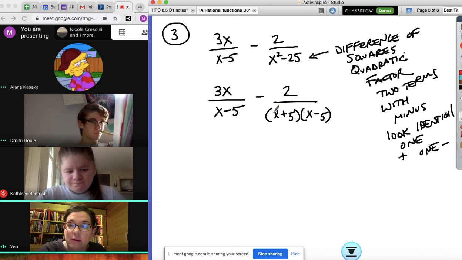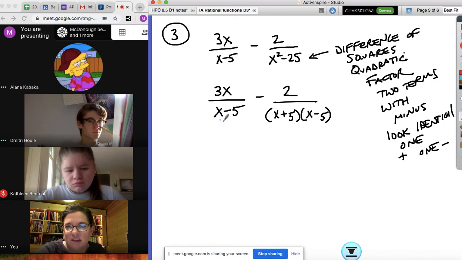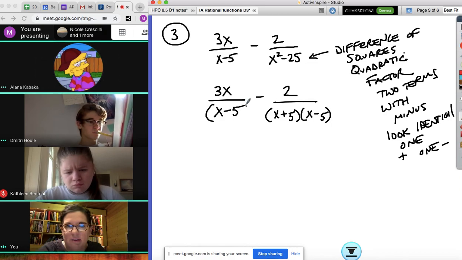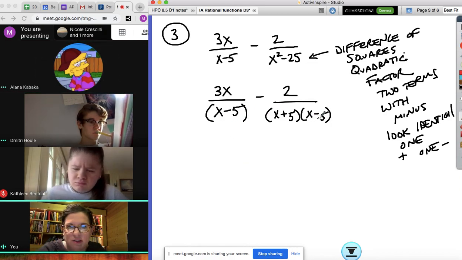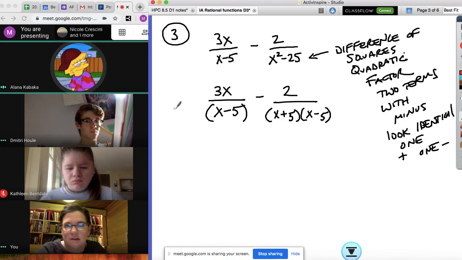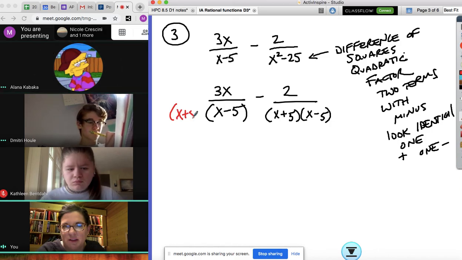Okay, so now that we have the denominator factored, now you might be able to see easier, what do we need to do to this fraction to get them to have that common denominator? What's this one missing? Yeah, because we have an x minus 5 already, just like over here, we have an x minus 5. But this guy is missing an x plus 5. So then I'm going to multiply by x plus 5 on top and bottom to get that common denominator.